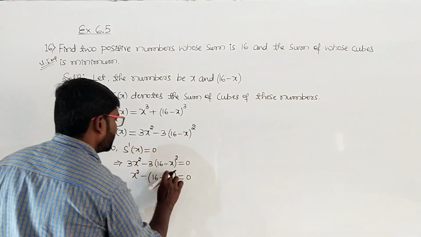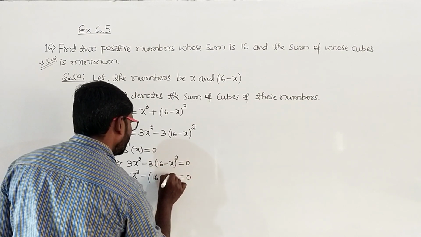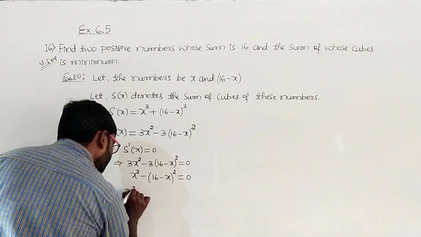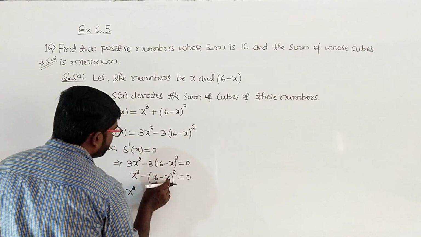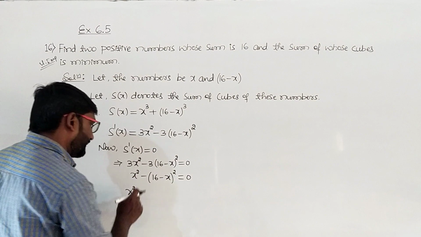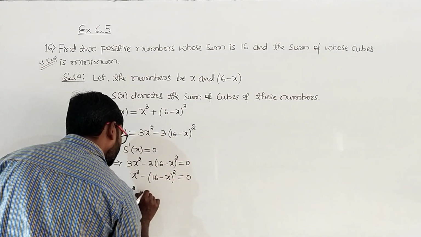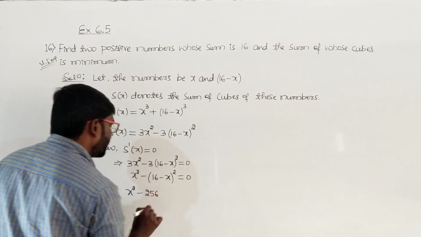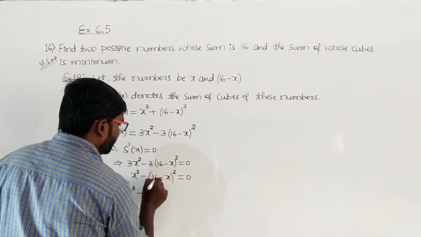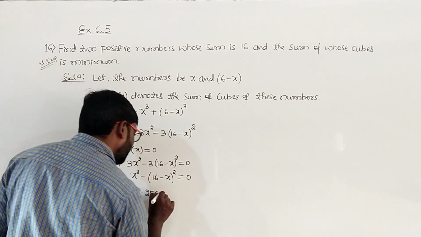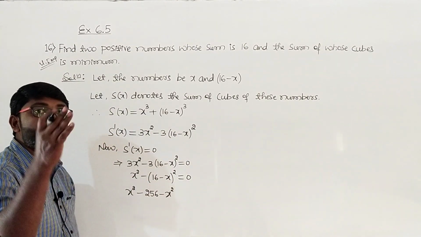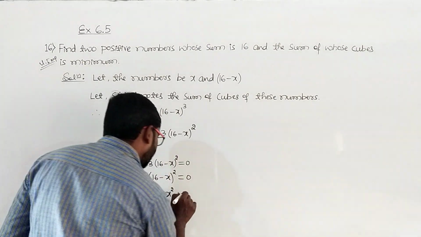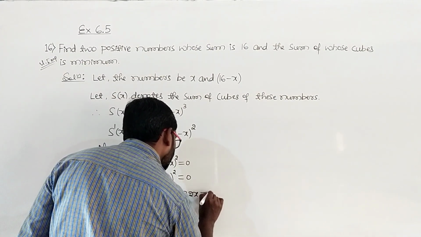Let us expand 16 minus x the whole square using the a minus b the whole square formula. We get x square, and then expand this using a minus b the whole square, at the same time multiplying by minus. Minus is applied to all 3 terms. So you get minus 256, since 16 square is 256, minus x square, and then minus 2ab, minus into minus gives plus 2ab, 2 into 16 is 32x, which equals 0.